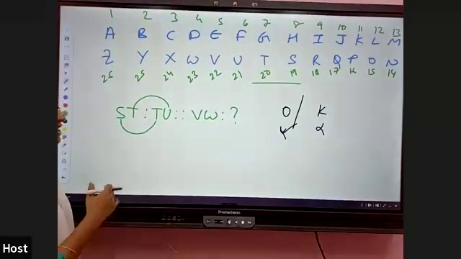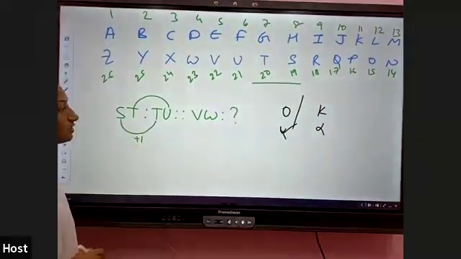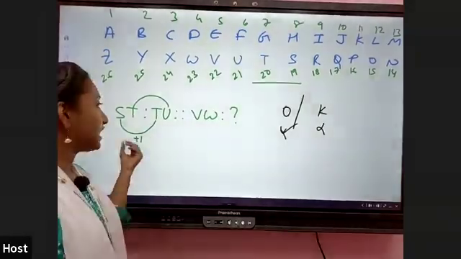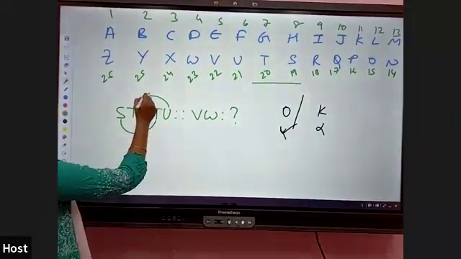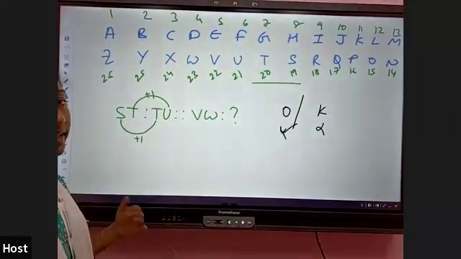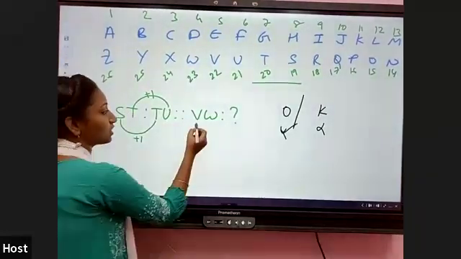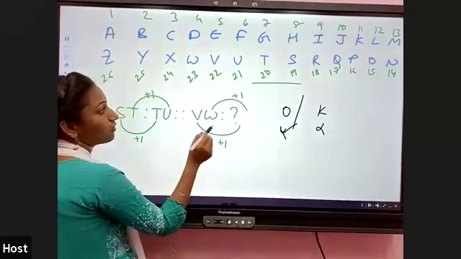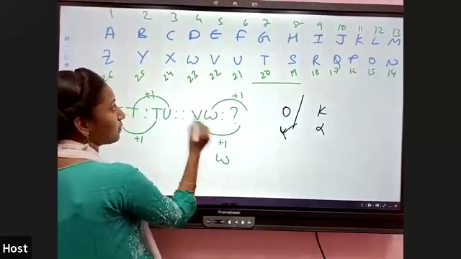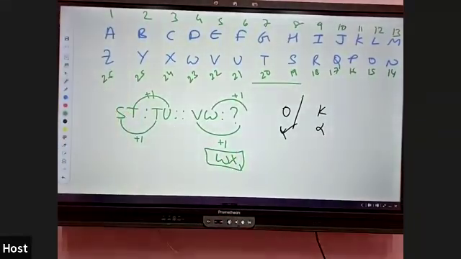What is the relation between S and T? For S we should do plus 1, then it will come T. Next T and U, this also plus 1. So for the two letters, they gave the same theme. We should apply the same theme to the given question. For V plus 1 means W, W plus 1 means X. So WX is the answer.